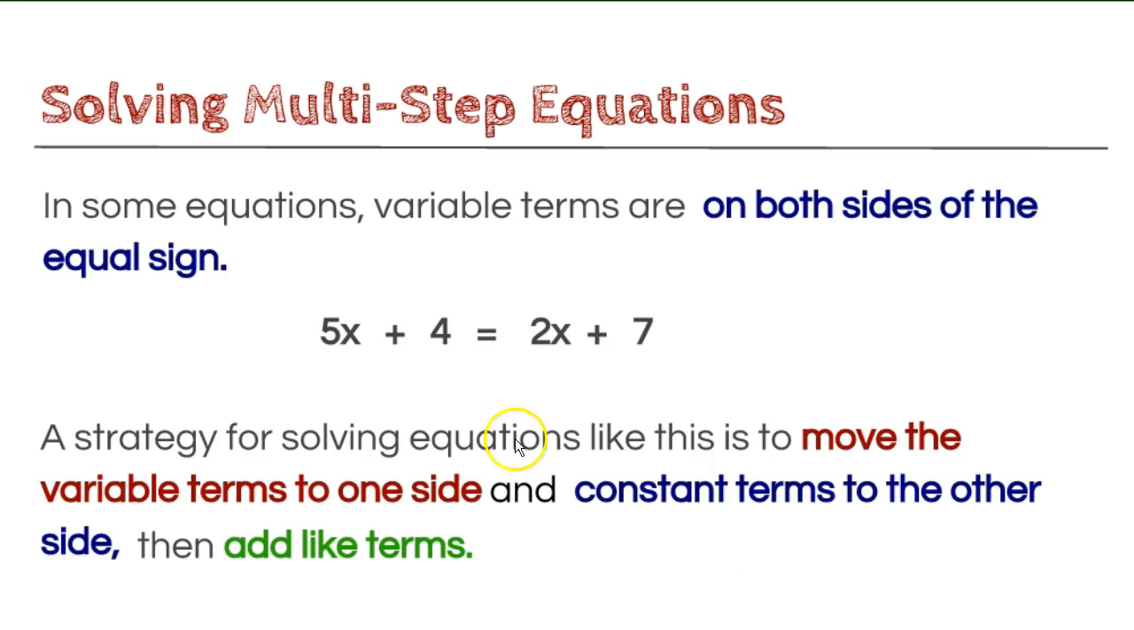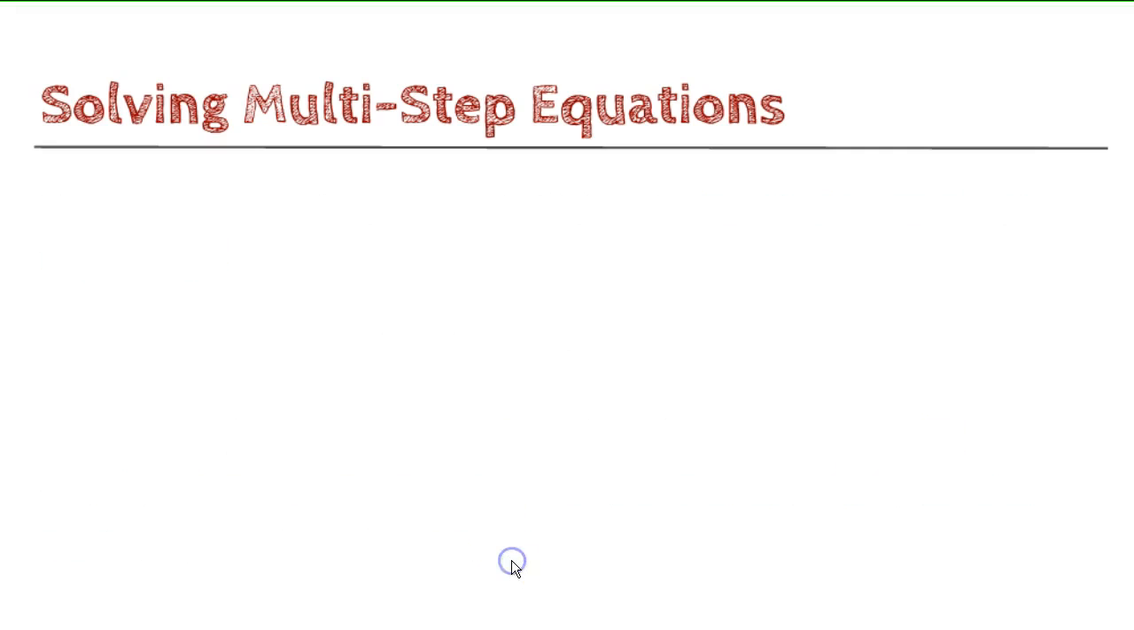Now, some people will say, well, does it really matter? Do the x's need to go on the left side and the constants on the other? It doesn't matter. That's the good news. It's just that the terms that are like terms need to be on the same side of the equal sign in order to be able to combine them properly. So let's go through a few examples.